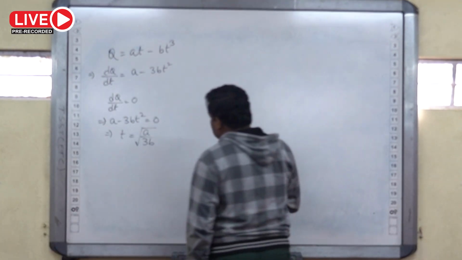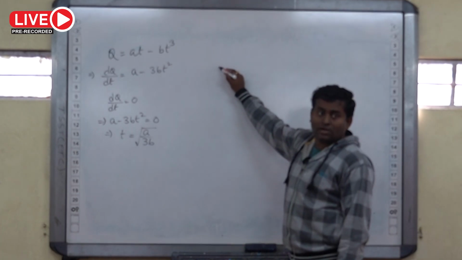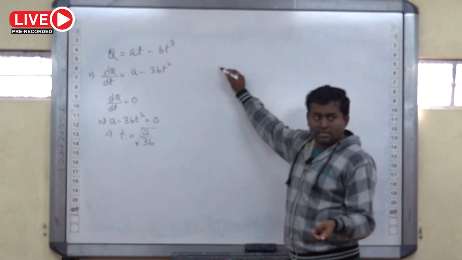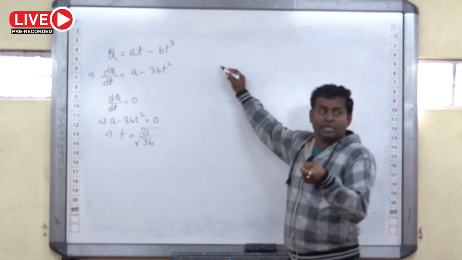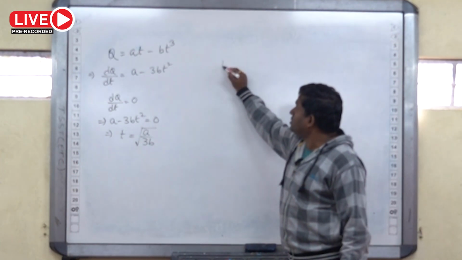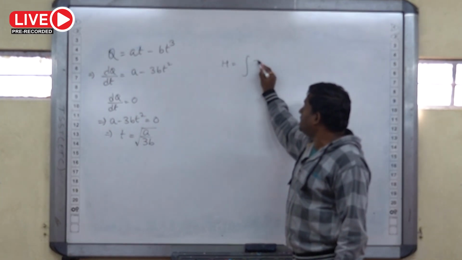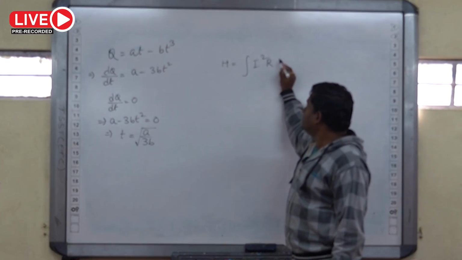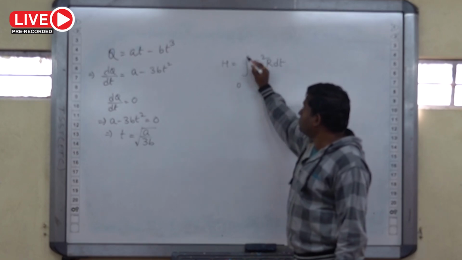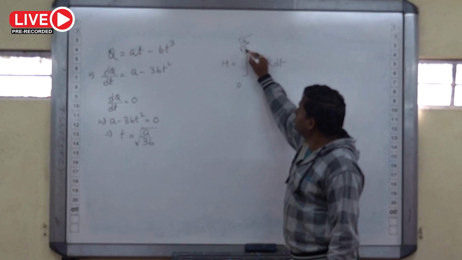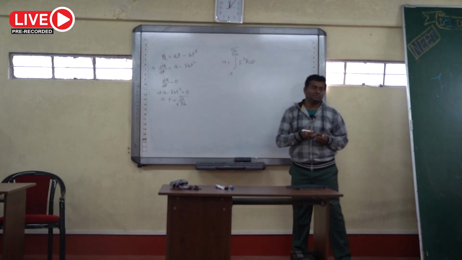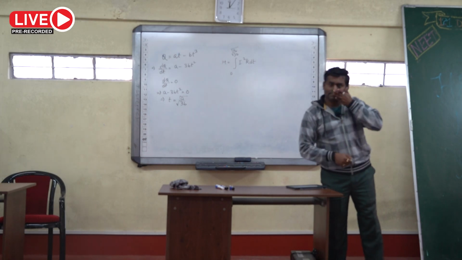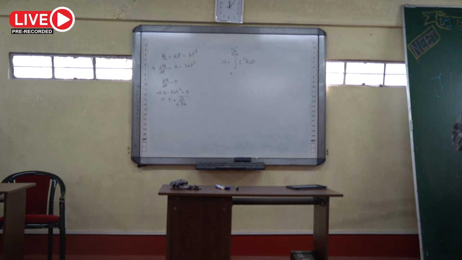Now I have to calculate heat developed from the beginning till the charge flowing will be maximum. Means I have to calculate H equal to integral I square R dt. The limit of time is from 0 to root over of a by 3b. Now calculate. So within that limit you have to integrate to find the heat developed.